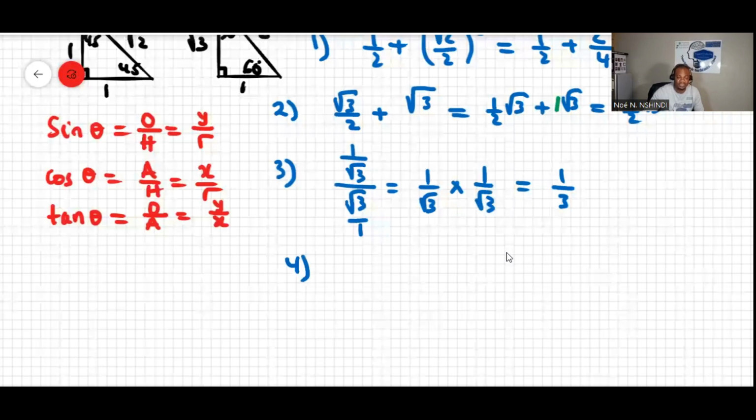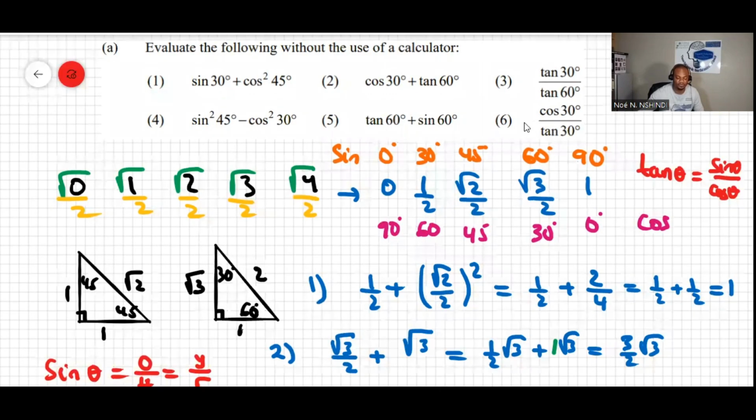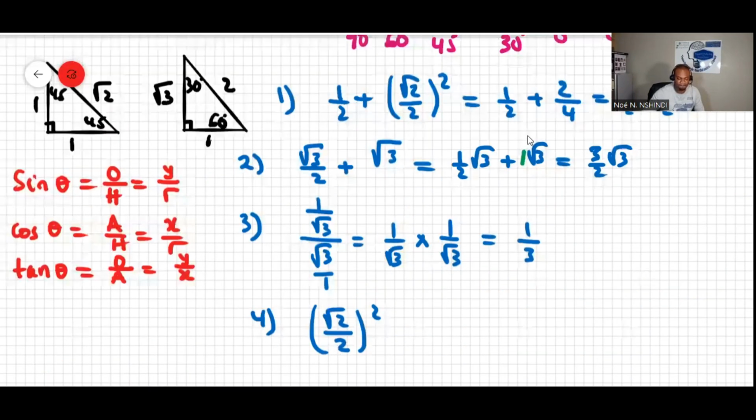Question 4 is given by sine squared of 45 degrees. Sine 45 degrees is root 2 over 2 to the power of 2. Okay, let me just move it like this. Sine squared 45. Sine 45 is root 2 over 2, or sine 45 is opposite over hypotenuse, 1 over root 2, which is simplified by that, minus cos squared 30 degrees. Cos 30 is that, so also that's to the power of 2, plus root 3 over 2 to the power of 2.